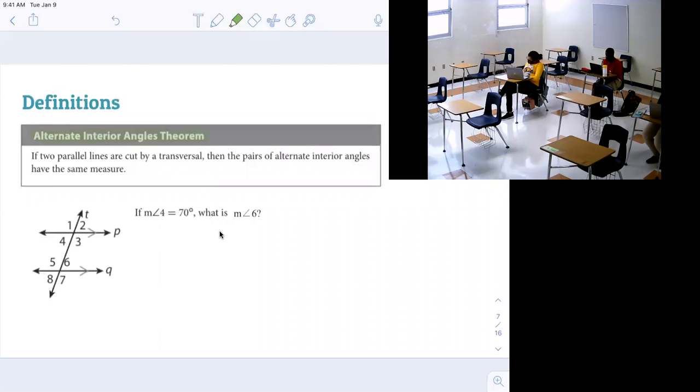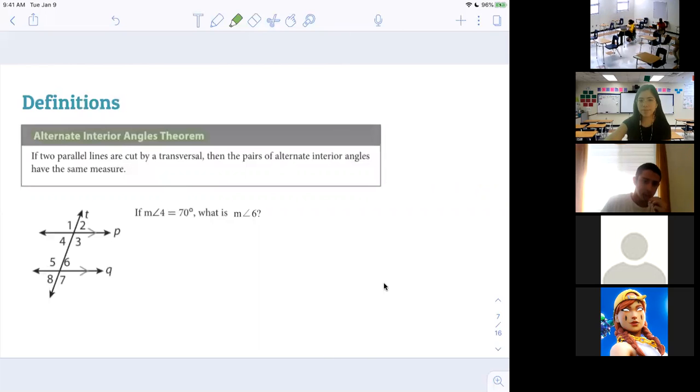Anyone going once? Can I read? Yes, Jalen, please do. Read. What are you reading again? I forgot already. The alternate interior angles theorem.